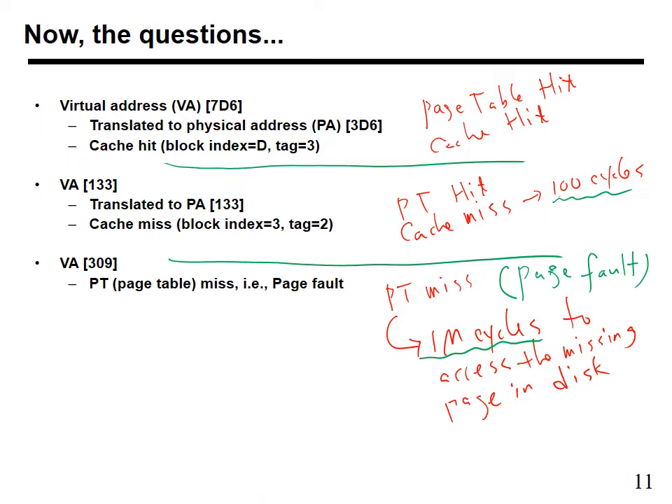To summarize, the first case is a page table hit, cache hit. The second case is a page table hit, but cache miss. You need to consume 100 cycles to access the main memory. The last case is a page table miss, a page fault. You need to access the hard disk drive to get that particular page, consuming 1 million cycles.